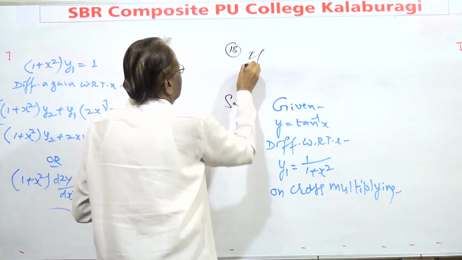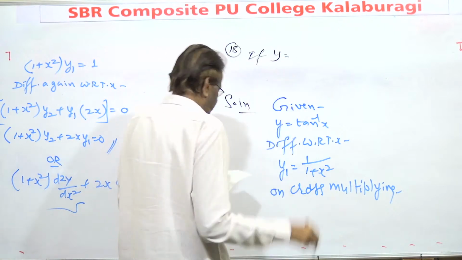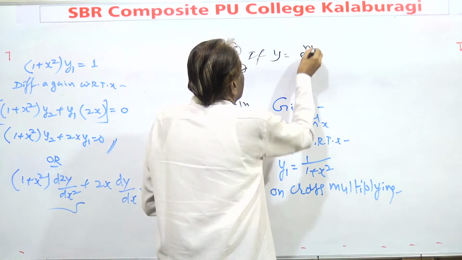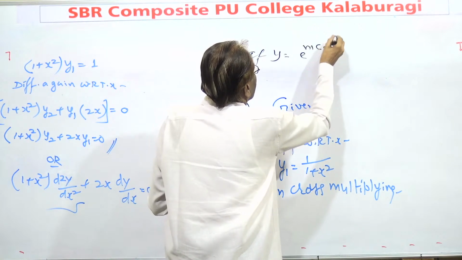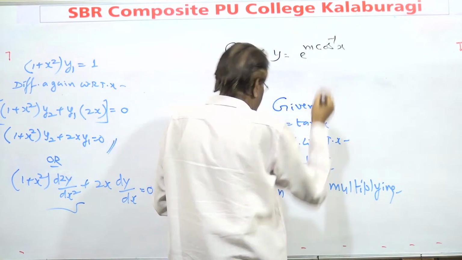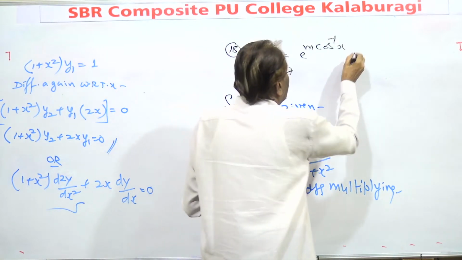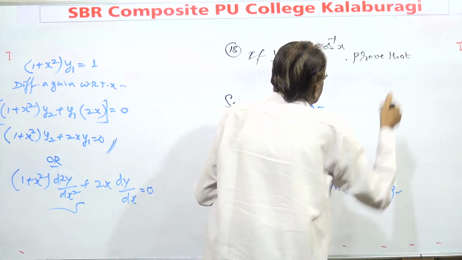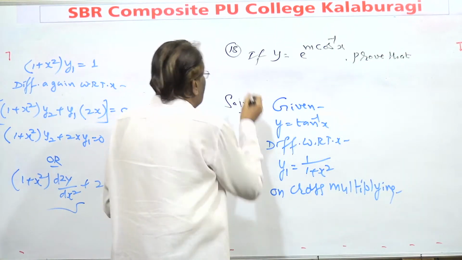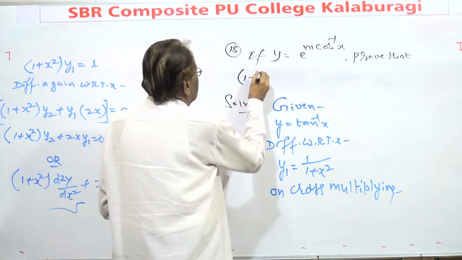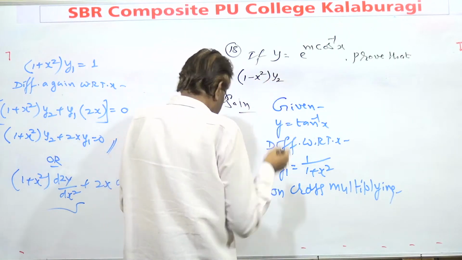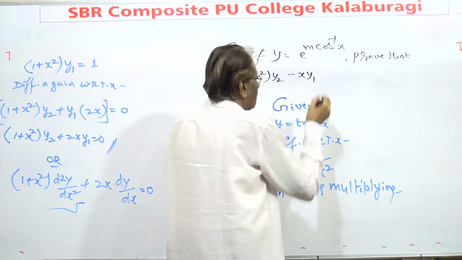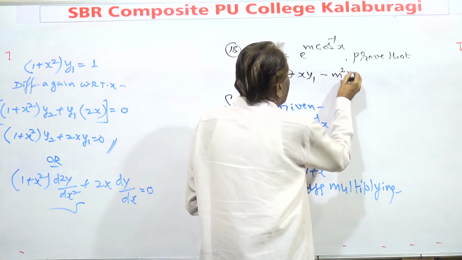If y equal to e to the power m cos inverse x, prove that one minus x squared into y2 minus xy1 minus m squared y equal to 0.